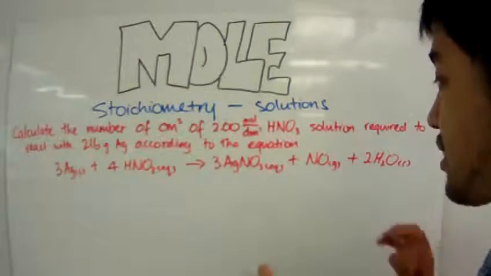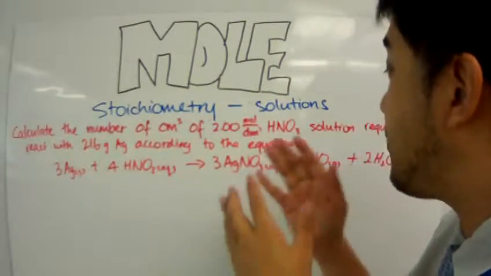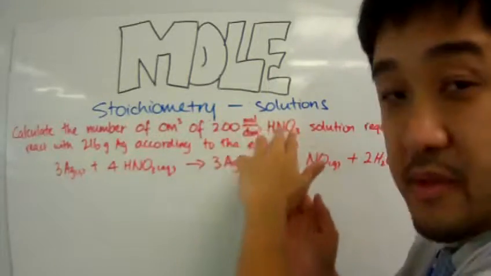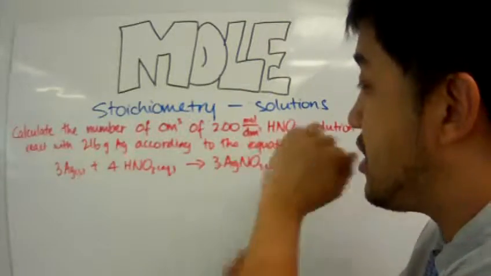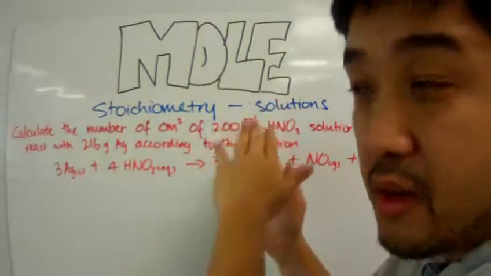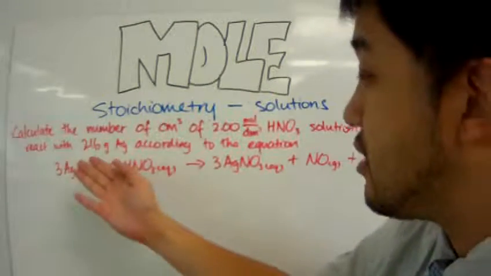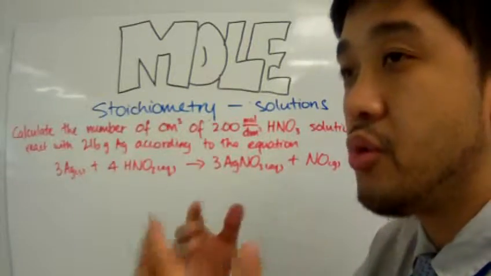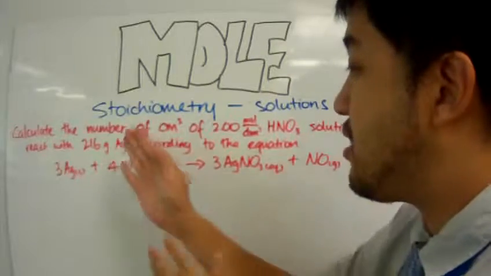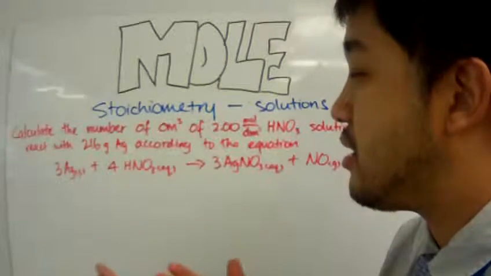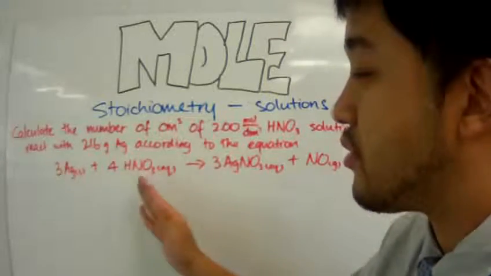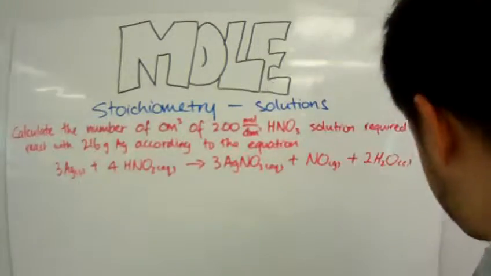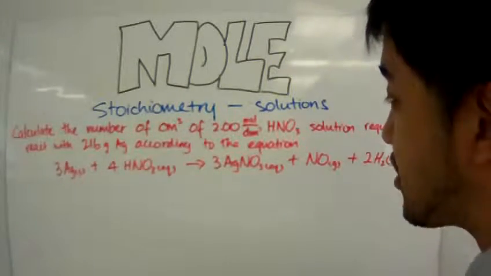All right. So the first thing we need to do is convert the nitric acid, which is expressed in the form of a solution in terms of concentration, and convert the mass of silver to moles. So we need to convert this to moles and this to moles so that we can determine the ratio of silver and nitric acid.